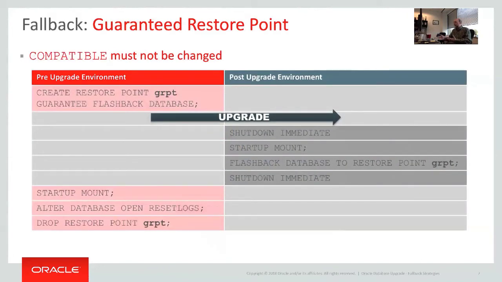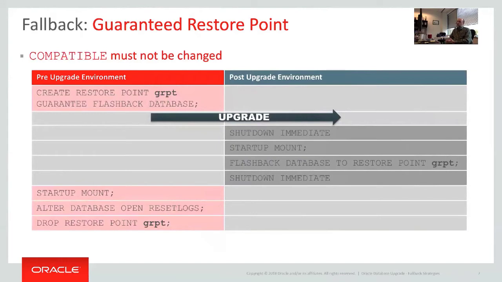A second method, or the third method for falling back if you have a problem during the upgrade, would be a guaranteed restore point. This is the Flashback Database feature that was added back in 10.2. So any database that is upgrading to 12c can set a guaranteed restore point. The main restriction on guaranteed restore points is that you can't change compatible in order to use it. That means that you won't be able to implement the new features right away, but a guaranteed restore point is a very quick way to go back even to an earlier version.